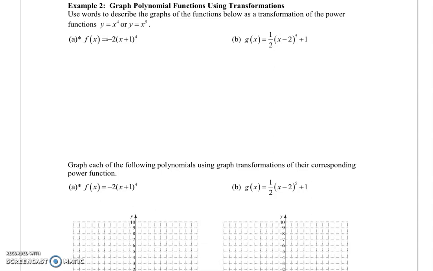We have a negative, we have a 2, and we have a plus 1 inside with the x. And sorry, I don't like that pink. I'm going to change the color.